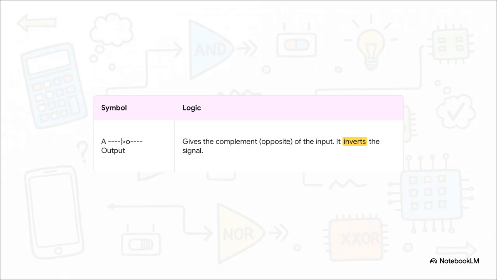And finally, we have the simplest one of all, the NOT gate. You'll also hear it called the inverter. It has just one input, and its only job in life is to flip the signal. That's it. If a 1 goes in, a 0 comes out. If a 0 goes in, a 1 comes out. It's the ultimate contrarian of the digital world.